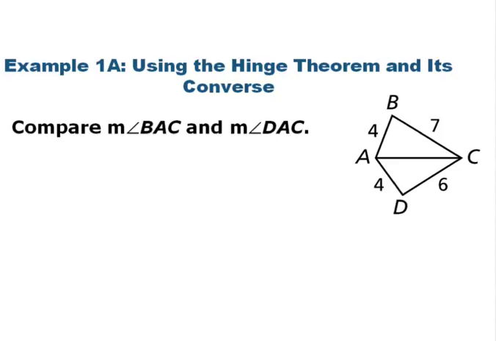Okay, so let's see an example of that. If I look at this figure, I'd like to compare angle BAC, this one right here, to angle DAC, that one right here. They're not congruent, but they are sandwiched between congruent segments. This segment's congruent to itself. This segment is congruent to itself. So the larger angle is across from the larger side. So angle BAC is greater than angle DAC.